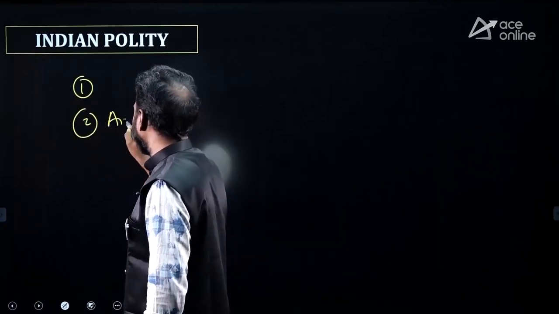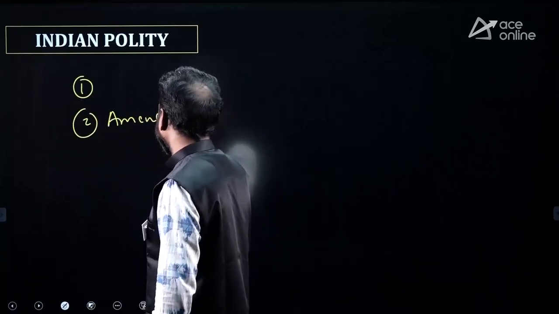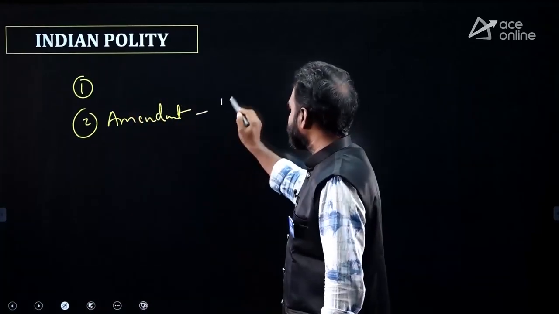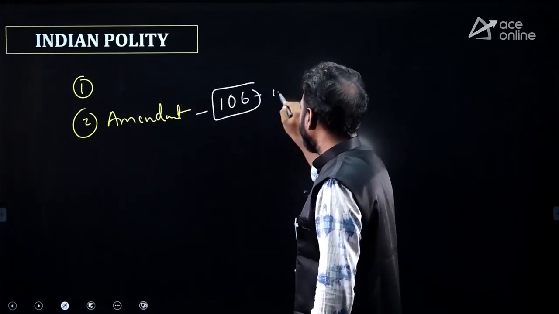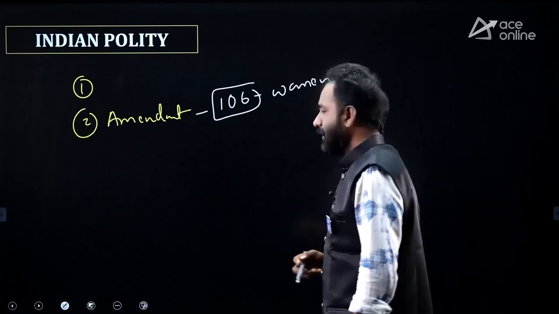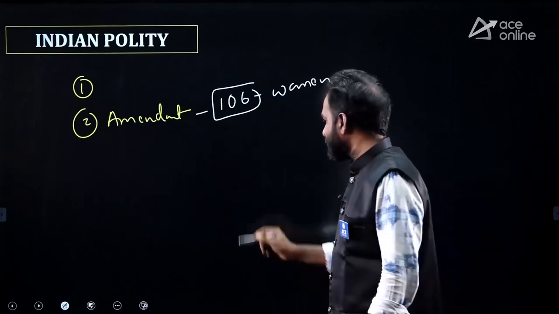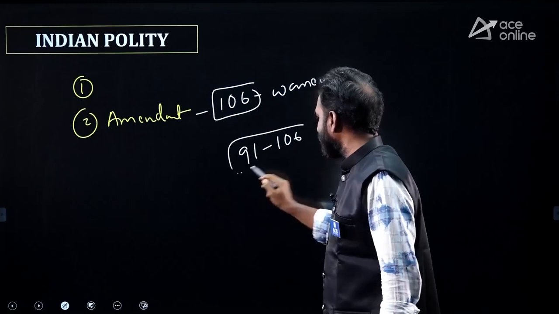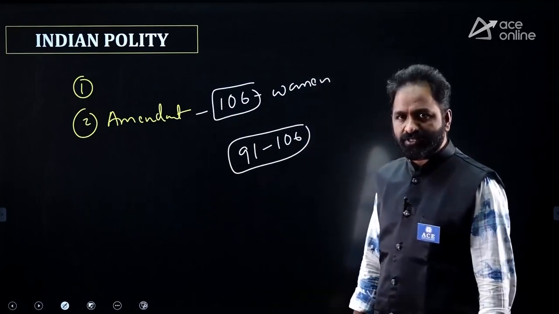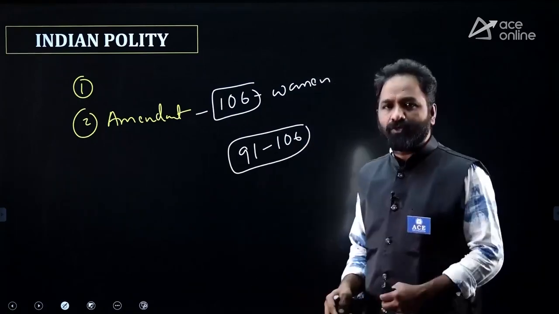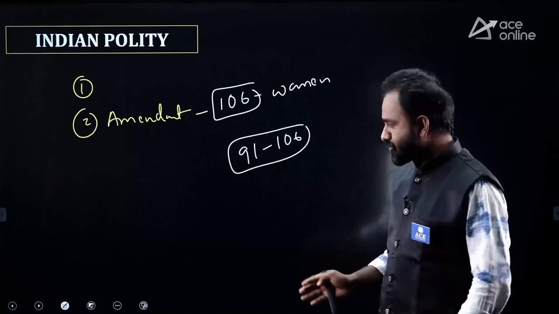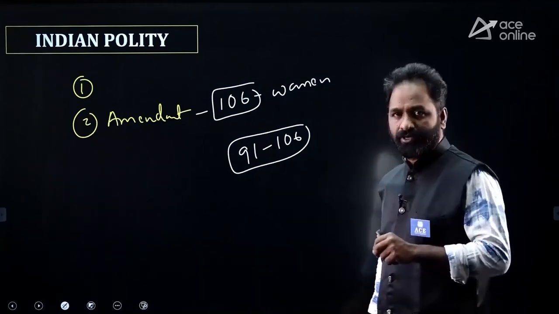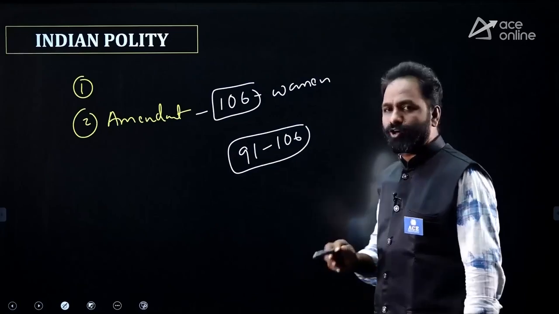Second one, recent amendments. You know amendment? Changing the constitution is called amendment. You know, recently the 106th amendment related to the women reservation bill. My strong opinion is, first of all, try to focus on the 91 to 106 amendments. There is a high possibility of questions on amendments. So till now in India, the constitution has been amended 106 times in total. So 91 to 106 you have to remember.